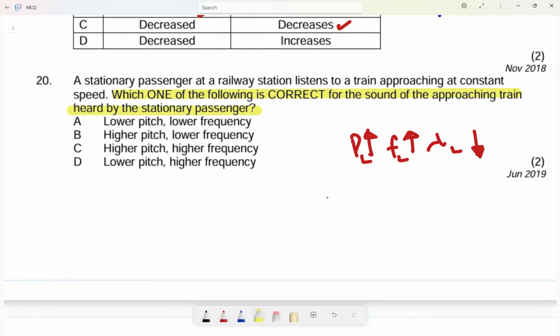Low pitch and low frequency, no. High pitch, very low frequency, no. High pitch, higher frequency, very correct. Low pitch, no. Here, the most correct answer is C.